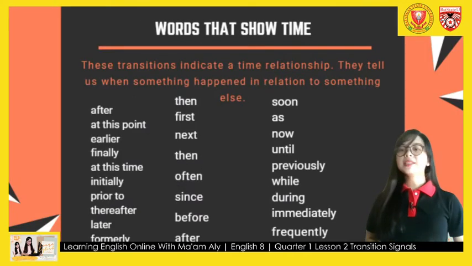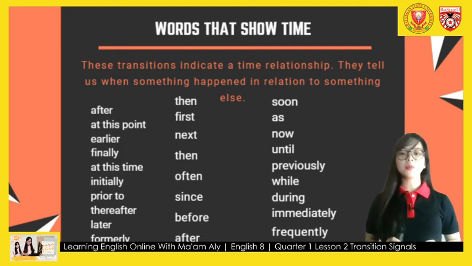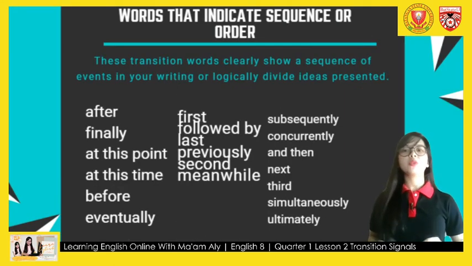Please read. Next are words that show time. Here, these transition signals indicate a time relationship. They tell us when something happened in relation to something else. This is actually overlapping with the words that indicate a sequence or order.